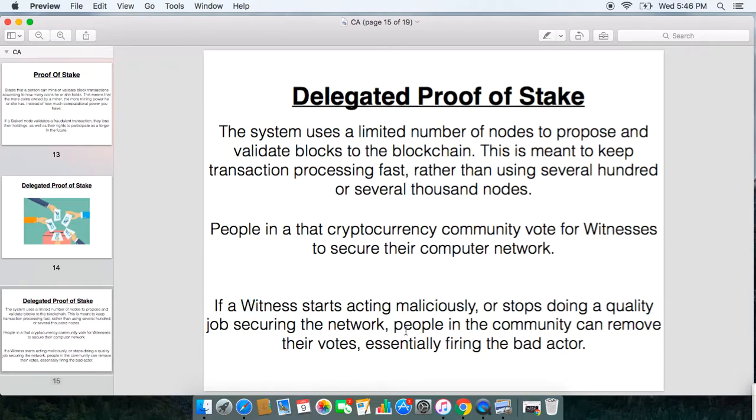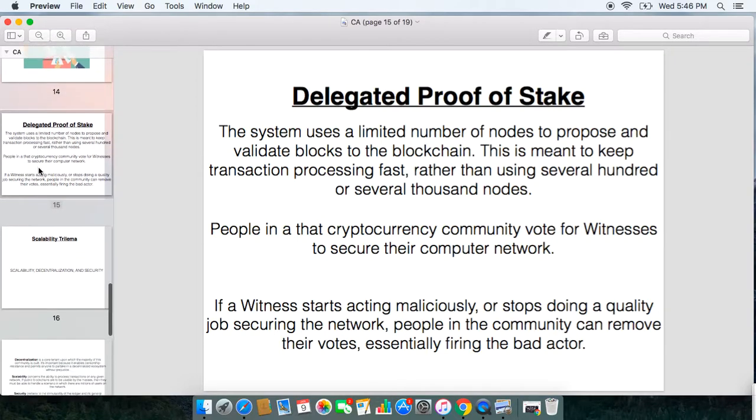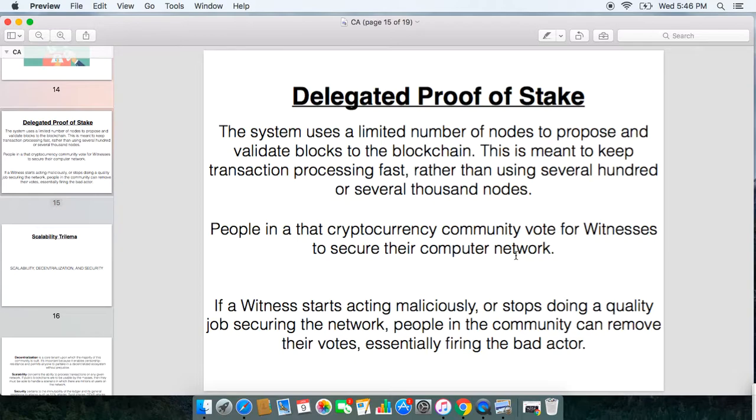But if a witness starts acting maliciously or stops doing a quality job securing the network, the people in the community can remove their votes and essentially fire those bad actors. So if you have 21 delegated nodes on the network validating transactions, and one of them is being fraudulent or not doing their job, they could be voted off. So obviously there's an incentive to validate accordingly and do your job so that you're continuously being one of those nodes, keeping your position and getting rewards in the meantime.